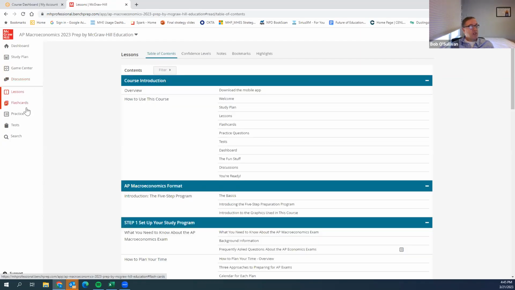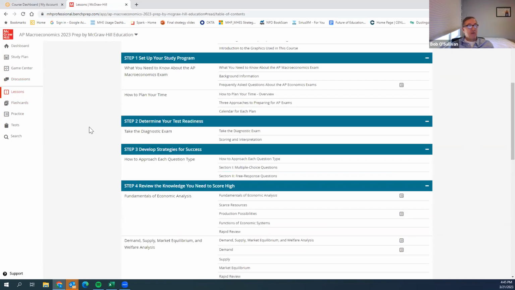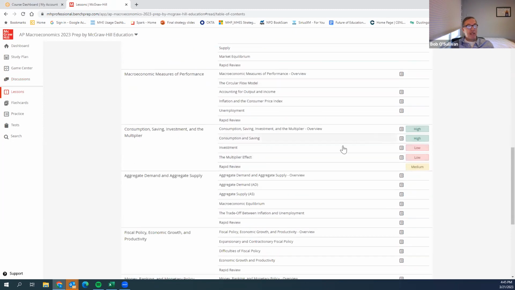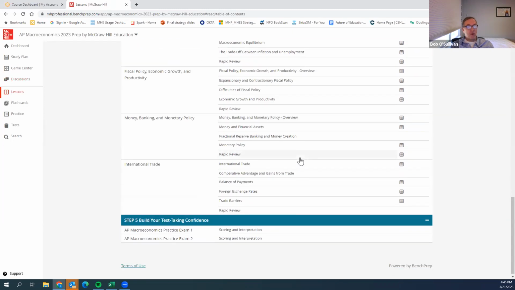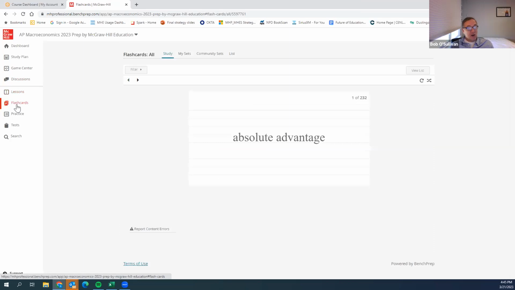And then the most important stuff is down the bottom. The lessons we already touched on. This is basically everything that's in the book that you get to go through and break down and guide yourself through as you proceed through the topics you'll need to know for test date. The flashcards, I would say, are worth the price of admission alone.